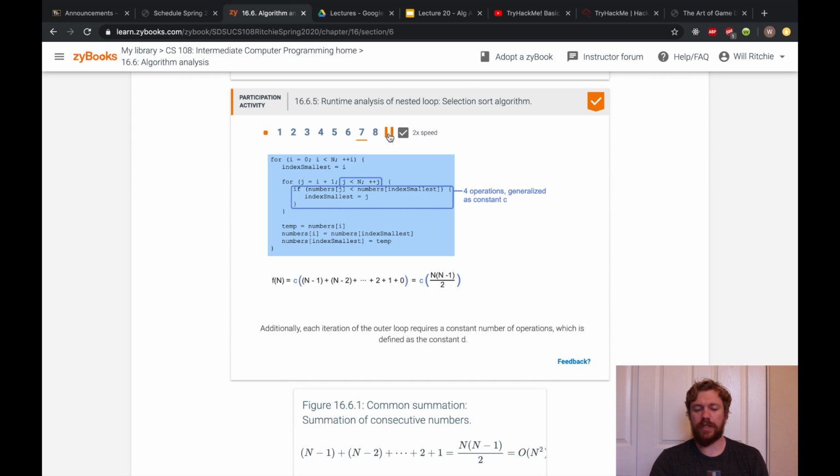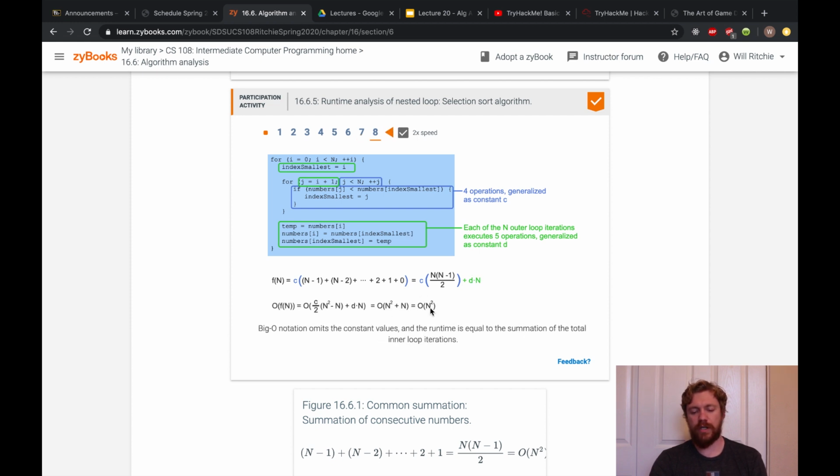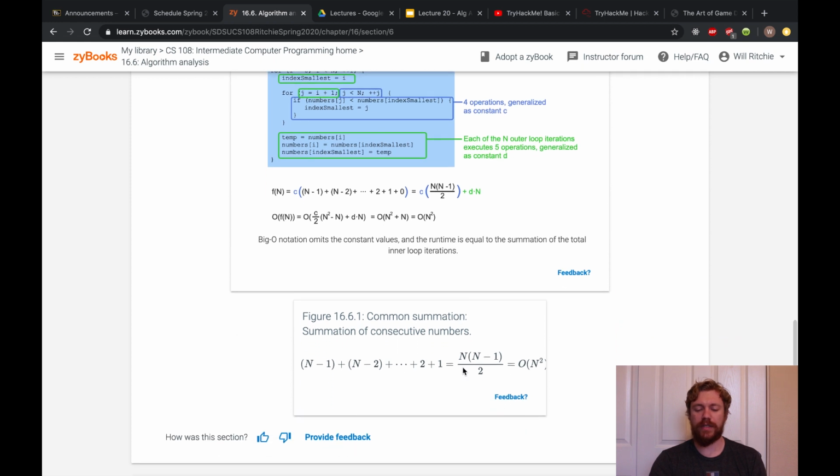All they're doing here is essentially the same thing I was talking about before. They solve for the big O notation here, which ends up being big O of n squared. And yeah, we can see that right here as well.